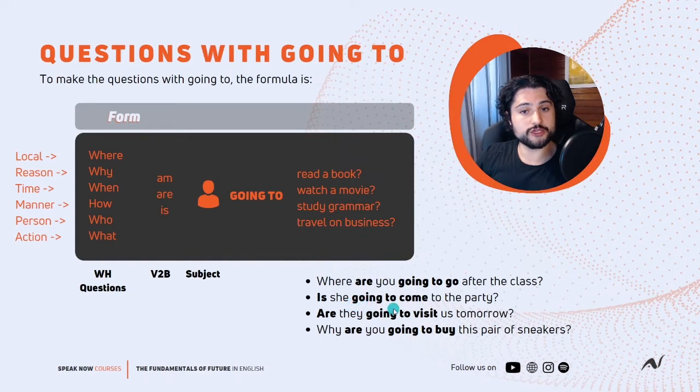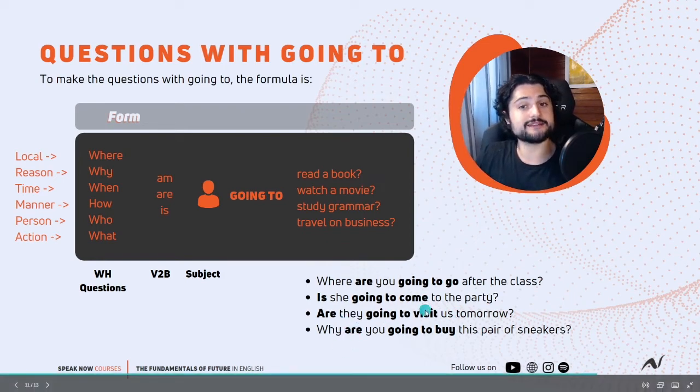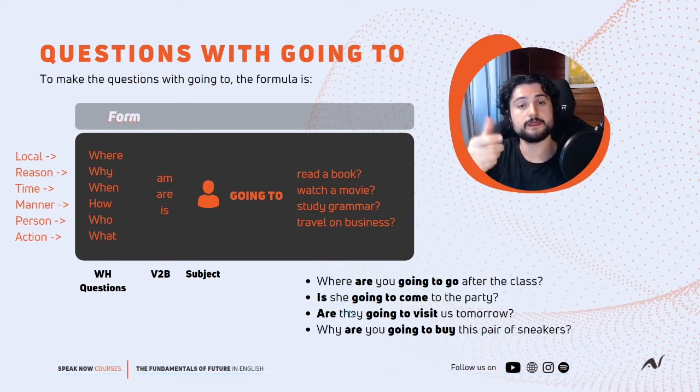Is she going to come to the party? And then we see here, guys, that we invert the verb to be and the subject. Because if it's affirmative, I say, she is going to come. But since it is a question, is she going to come? Are they going to visit us tomorrow? If it is affirmative, we say they are going to visit us. But since it is a question, are they? Right? So we just invert the verb to be with the subject. And that's how we ask close-ended questions with going to.